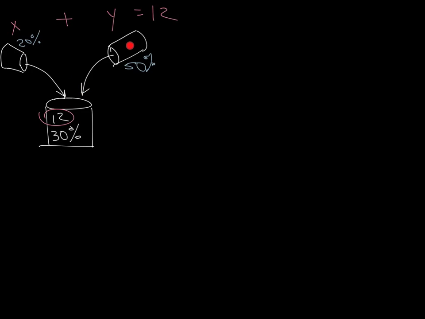So we're looking at how much times the percent plus how much times the percent gives us the total amount and the percent. If you were to write this as an equation, it would be 20% of x plus 50% of y equals 30% of 12. Okay, so let's go ahead and change those to decimals.